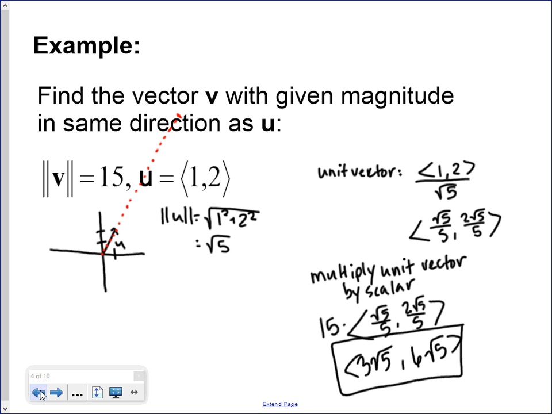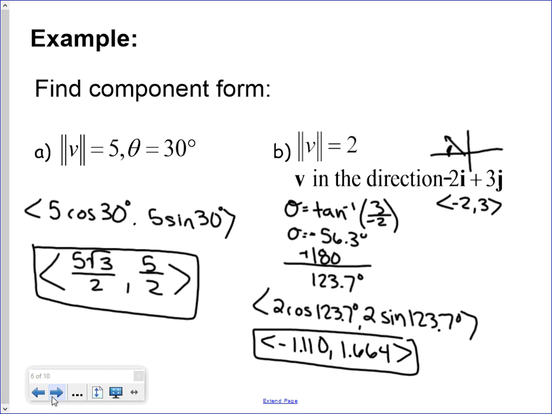But before that, if you knew a magnitude and you knew the direction of the angle or vector that you wanted to follow, then you could find the magnitude of that vector, scale it back to a unit vector, and multiply by the scalar to get the magnitude that you want. So I could have, on this example, found the magnitude of this vector, square root of 4 plus 9 is the square root of 13. The unit vector will be negative 2 square root 13 over 13 and 3 square root 13 over 13.